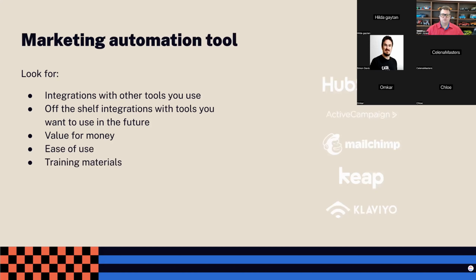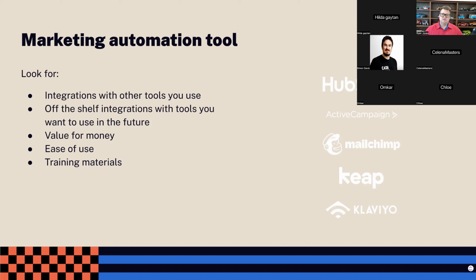So marketing automation tool, the things that I think you need to look for here are basically the same list. So we want integrations with other tools that you use, because your marketing automation tool has to integrate with your CRM. We want off-the-shelf integrations with tools you want to use in the future for the same reason. So a little bit of forward forecasting is good here, because you don't want to commit fully to, let's say, Keap and find that it doesn't connect with something that's critical to your business. You still want value for money. All of us want value for money.